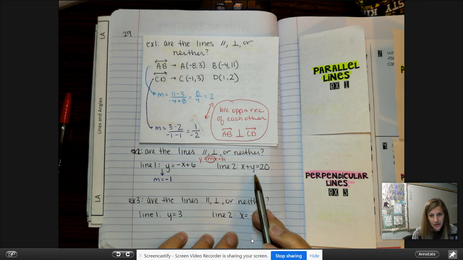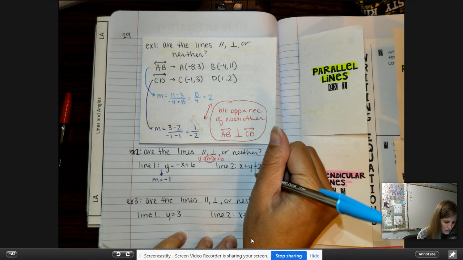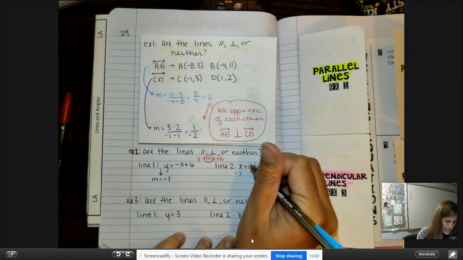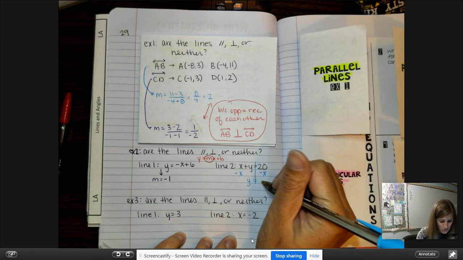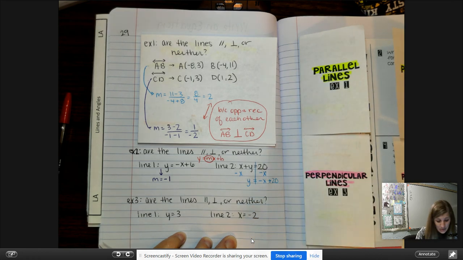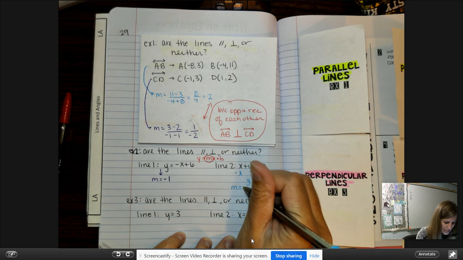With line 2 over here, however, y is not by itself, so I'd have to do some work to get it alone. So I'd subtract the x on both sides, and we'd have y equals, now I can't actually combine these, we're just going to write it out, -x plus 20. Now sometimes you might have a number smashed on the y, and so you'd have to divide both sides by that number, but here y is by itself, so I can see now that my slope is -1.